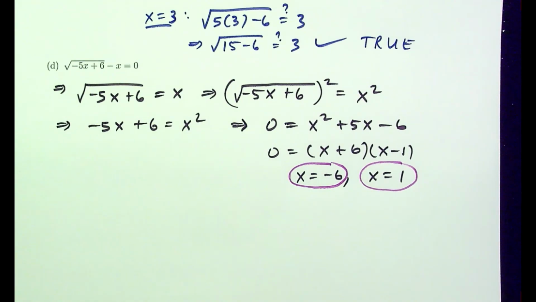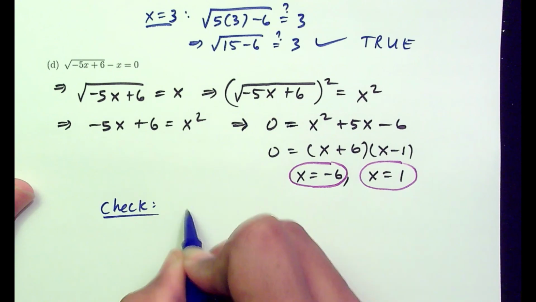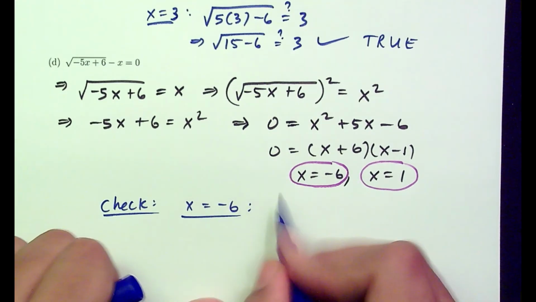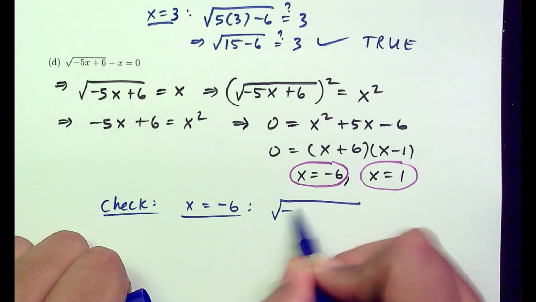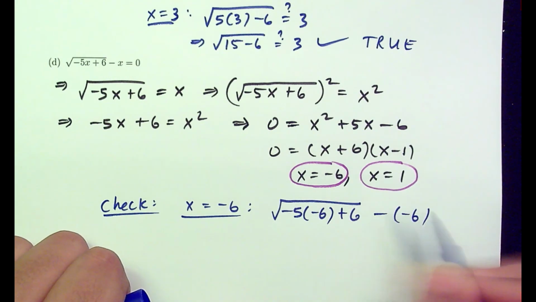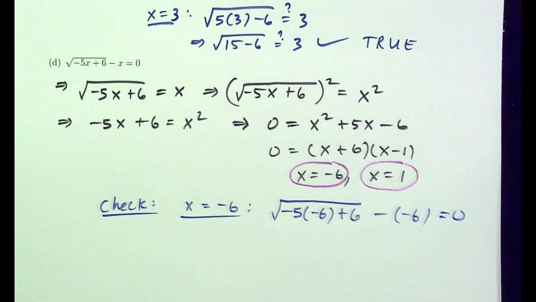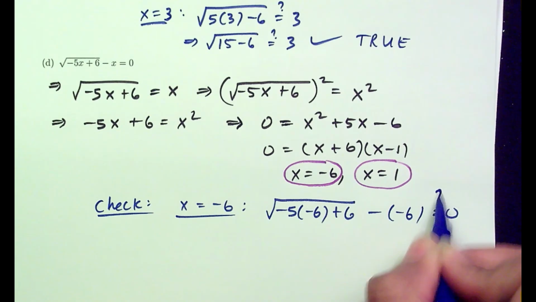Now let's see if either of them works. Let's start by checking x equals negative 6. Is it true in the original equation? Is it true that the square root of negative 5 times negative 6 plus 6, minus x, but x is negative 6, so minus negative 6, equals 0? Be careful with the signs. Is it true?